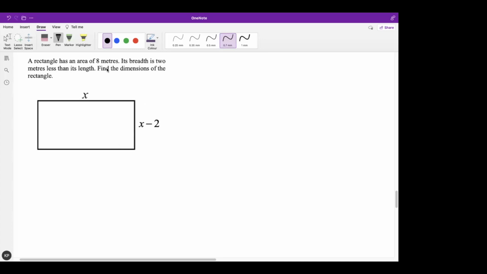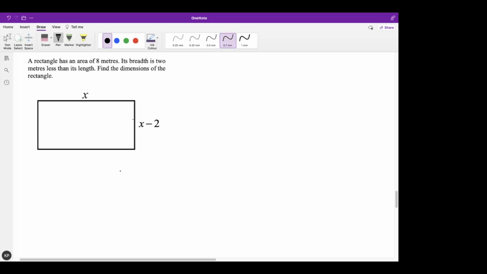A rectangle has an area of 8 meters. Its breadth is 2 meters less than its length. Find the dimensions of the rectangle. This is my rectangle. They were very nice to draw it for us. But if they didn't draw it, then it will be up to you to make a drawing. Don't be shy to make a drawing in an exam, please. It is very useful. Okay, let's get going.